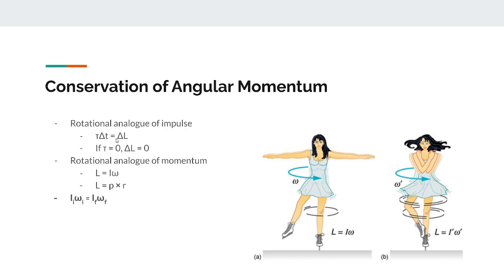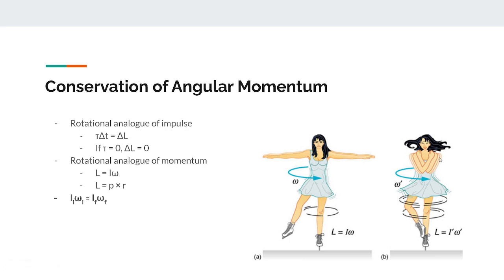This is also something big. Basically, by using the rotational analog of impulse, we can say that if our torque is equal to 0, then our change in angular momentum also equals 0. This is the rotational analog of impulse, as stated before, where our change of momentum will be 0 if our net force is equal to 0. And so this is the big equation for conservation of angular momentum: our initial moment of inertia times our initial angular speed is going to be equal to the final ones as well.